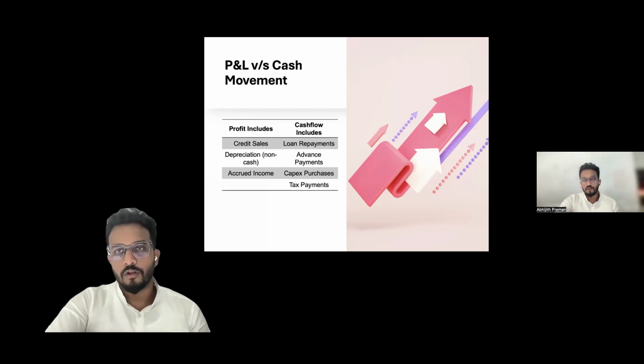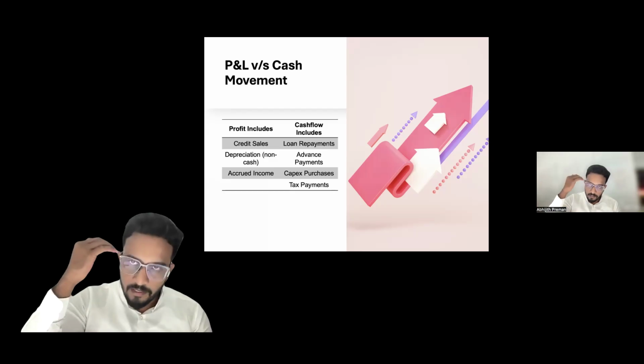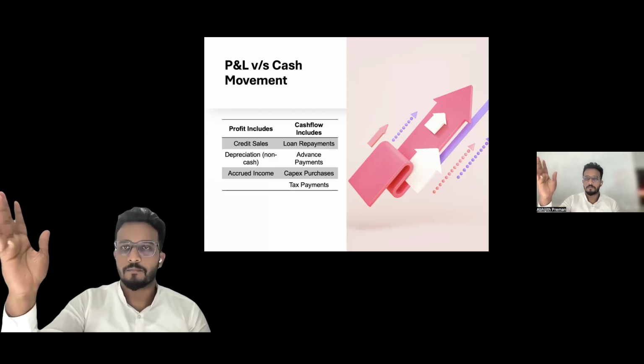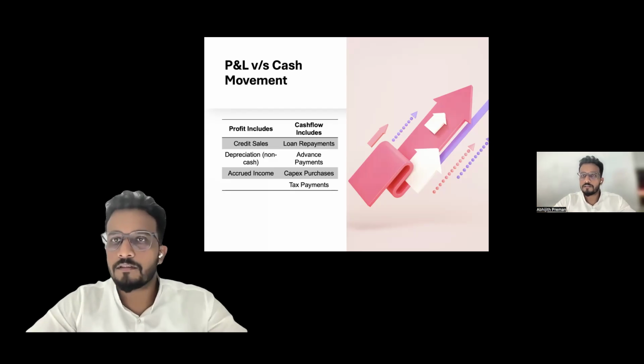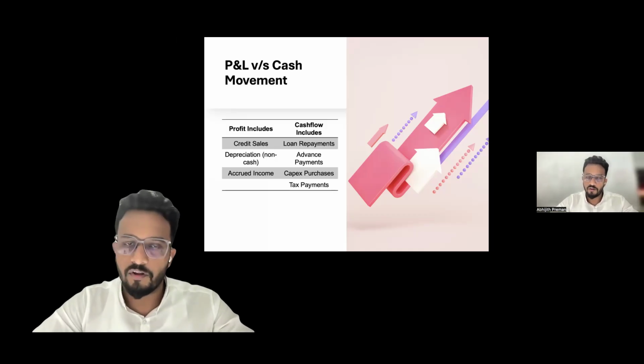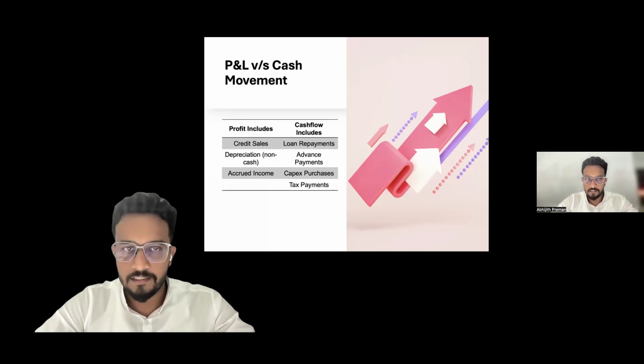That expense is not booked in your P&L, thereby reducing your profit. That is not happening. But again, you are paying 10 lakh to your supplier. So what happens? You're left with no cash, but your profitability is still 10 lakh itself.